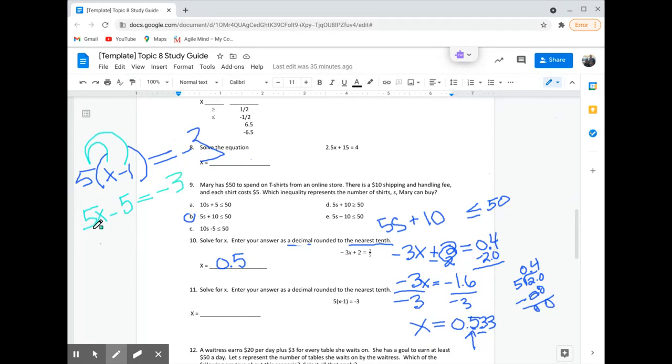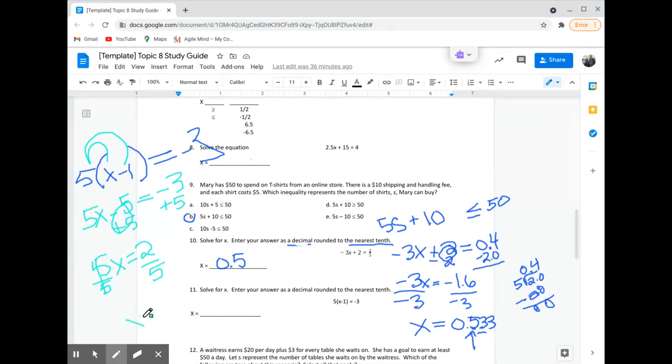And once again, we need to get 5x alone. So what do we need to do to that negative 5? Add 5. Correct. We're going to add 5 and make a zero pair. And so we're left with 5x equals, what's 5 minus 3? 2. And so to solve, what are we going to do, Sarah? Divide. You're right. We're going to divide by 5. And so we're left with x equals 2/5.